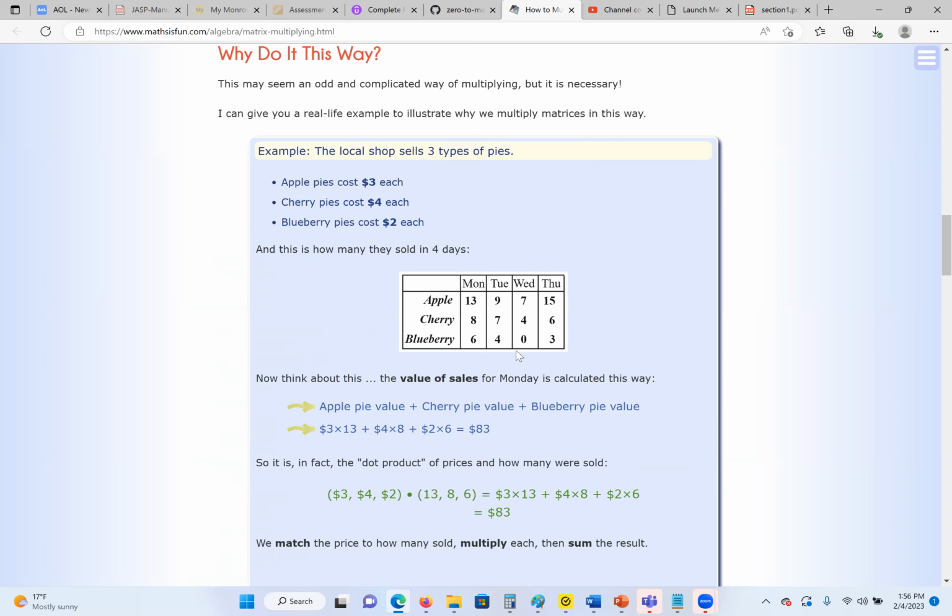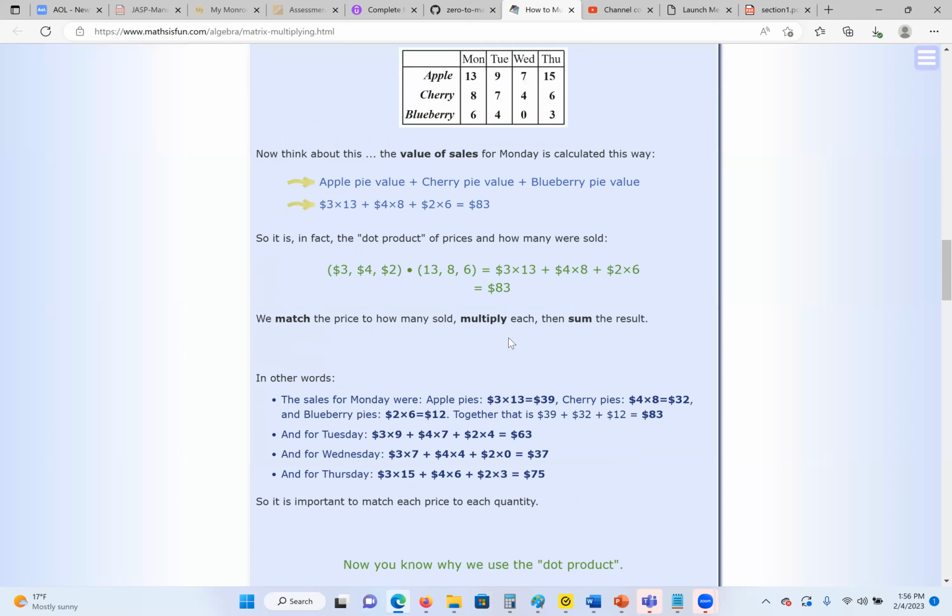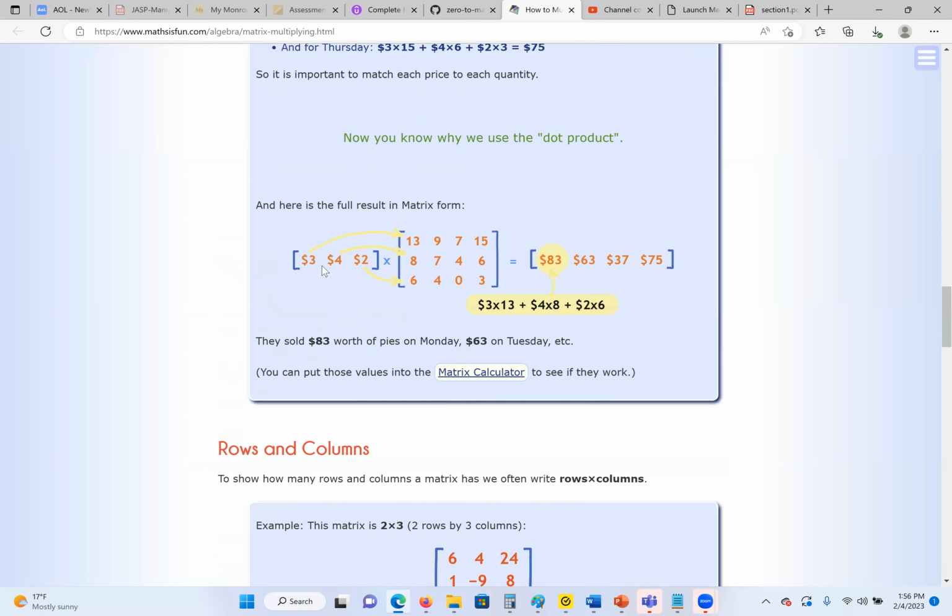Now, will we be able to do the multiplication? Yes, if and only if the number of columns in the first matrix is the same as the number of rows in the second matrix, which is correct because we are going to arrange the 3, 4, 2 as a horizontal vector. So we are going to have 3, 4, 2 values. That means we have 3 columns and the number of rows also is 3. So we convert this and we have this. This is the dollars, 3, 4, 2. And these are the quantities for Monday, Tuesday, Wednesday, Thursday.